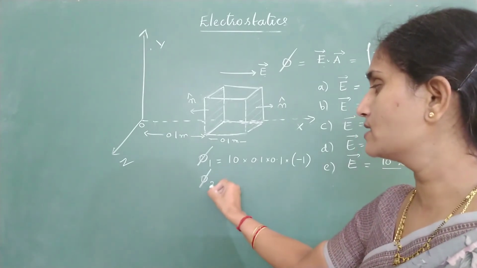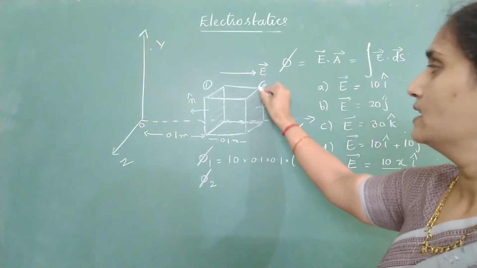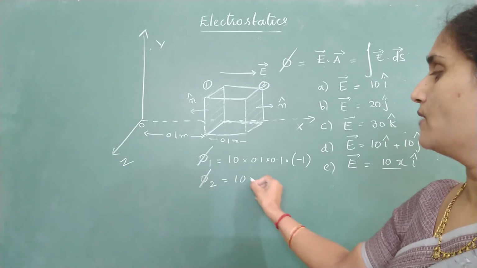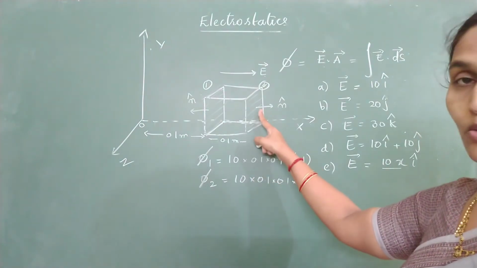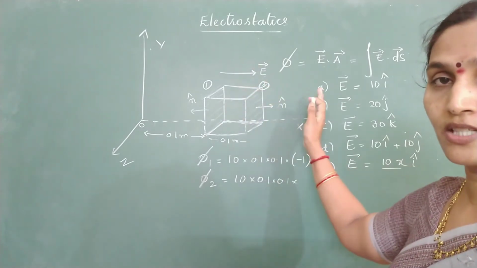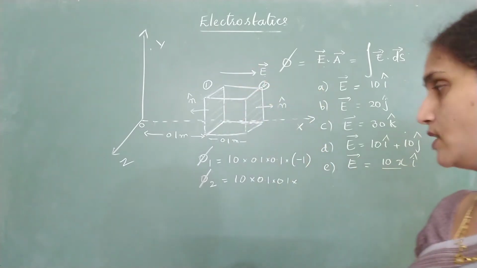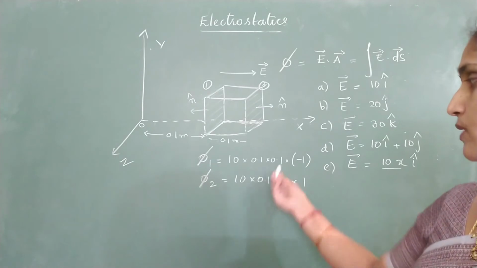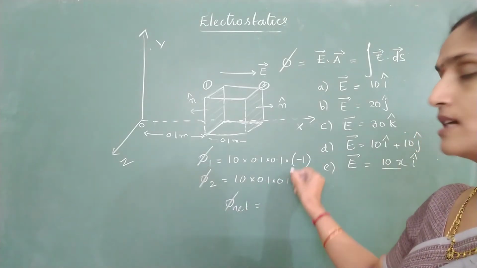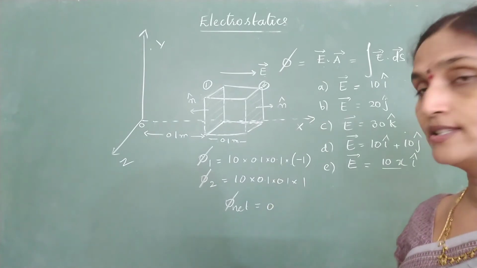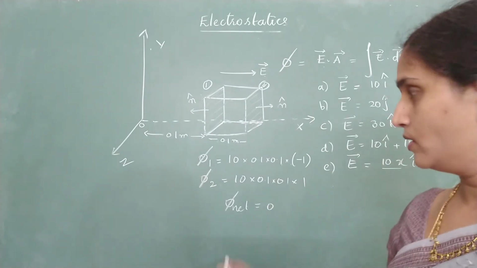Then flux through the second surface. I'll call this as first and second surface. Same value. E into A into cos 0, because E and N are in same direction. Angle between E and area vector is 0. Cos 0 is 1. What should be the net flux passing through the cube? Is it sum of these two? What should your answer be? 0. So don't solve it.